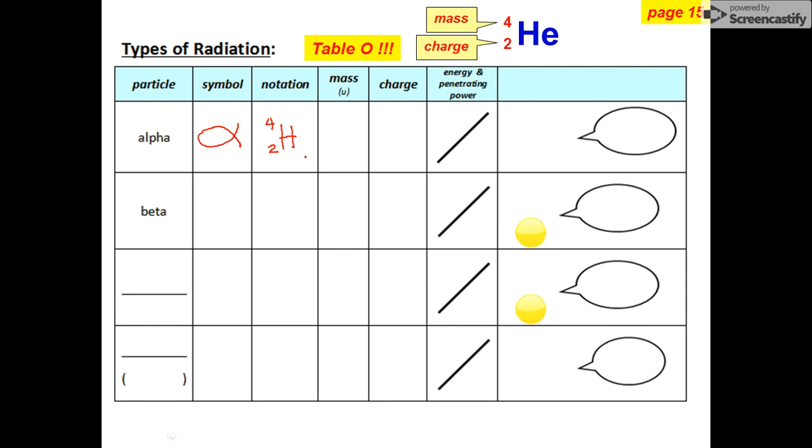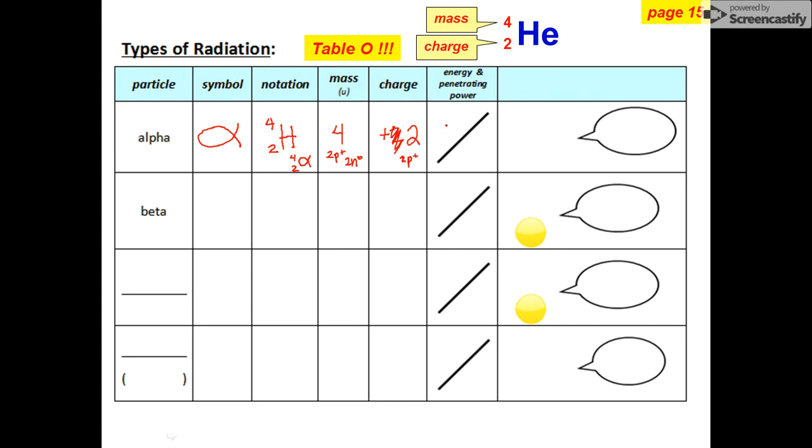You might also see this written, the alpha symbol, and a 4 and a 2. What's the mass? The mass is 4 because it has 2 protons and 2 neutrons. What's the charge? The charge is +2. Why? Whoops, sorry about that, plus 2. Why a charge of plus 2? Because it has 2 protons.